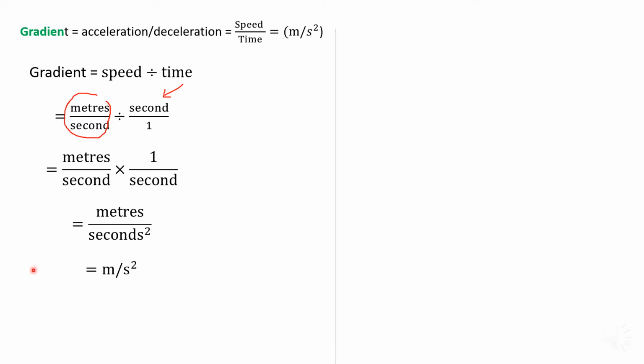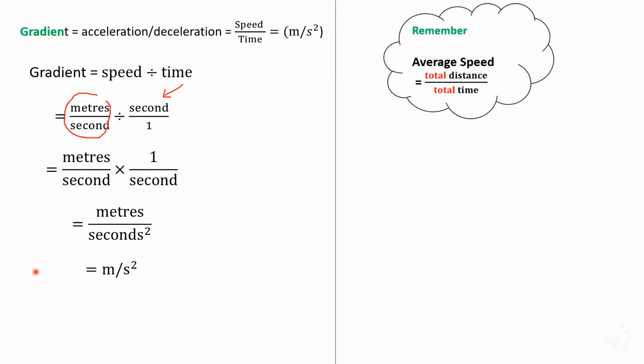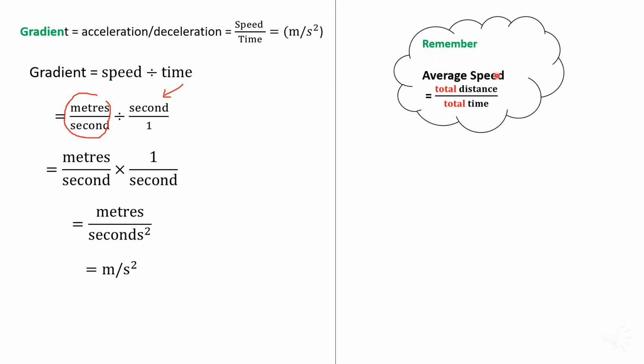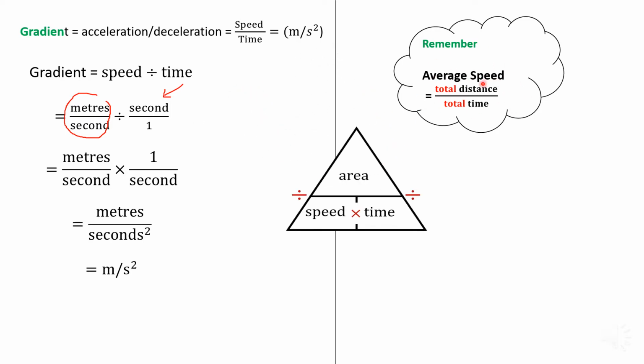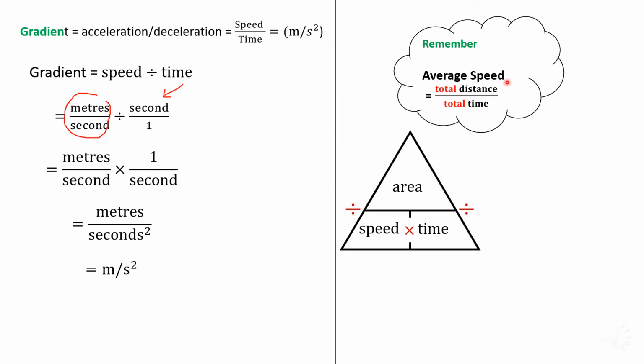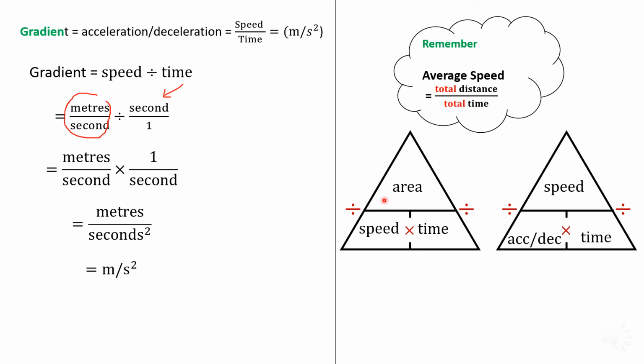Something else worth remembering: when we are talking about average speed, we take the total distance divided by total time. It's quite useful to have this formula. The area refers to that distance, and that distance is the speed times time. When you multiply the speed by the time, that's going to give you the area, which is the same as the distance.